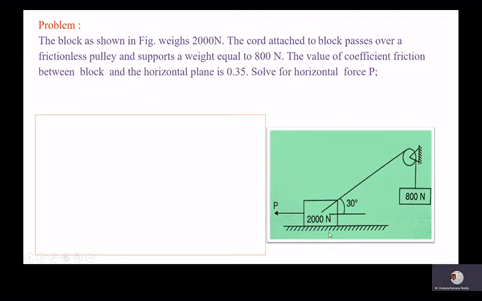Here, this is the block. This block weighs 2000 newtons and force P is applied, and this is the frictionless pulley and it supports an 800 newton weight. This cord is making an angle of 30 degrees to the horizontal. Now we'll write the data.